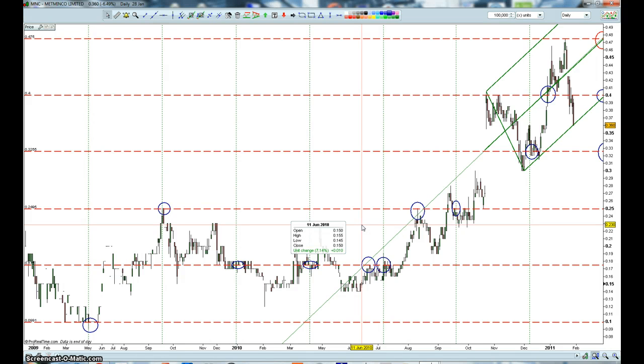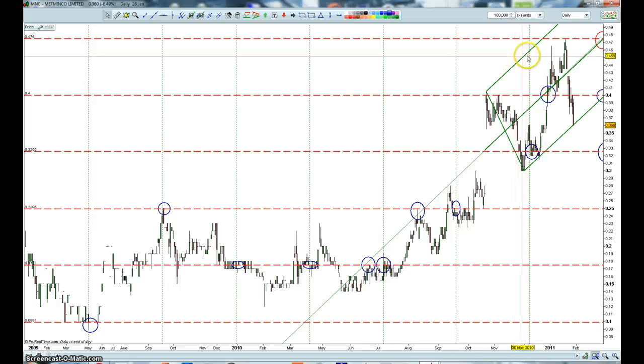Okay, here we have Metminco again. I've left the lines I had on from the last video on here, so if you don't know what they're about or it looks a bit busy to you, have a look at the last video. We're basically just playing with action-reaction lines and seeing how price relates to these red horizontal lines, how price relates to these time lines, and how price relates to the median line here.